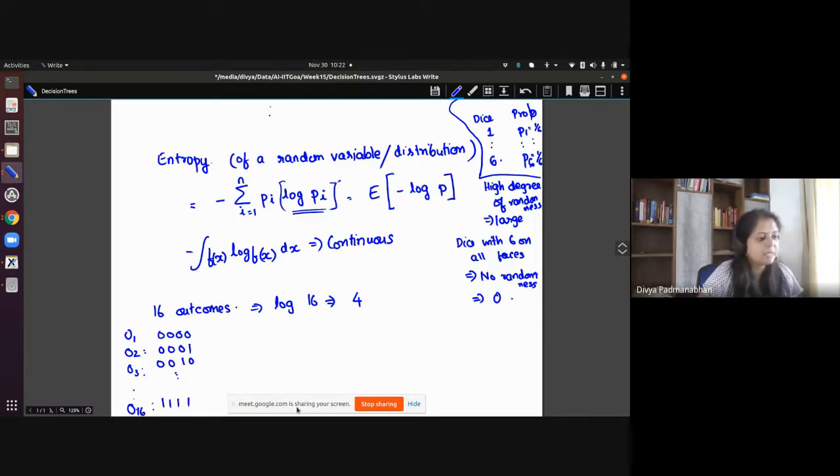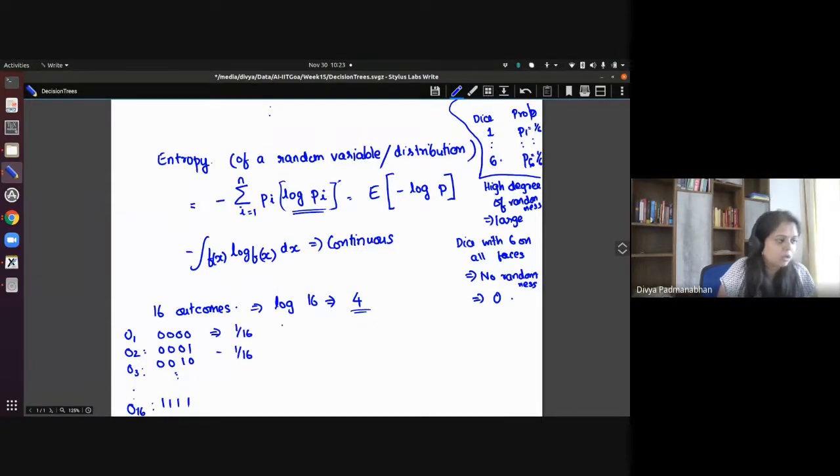But typically you don't need to send 4 bits; you could probably send something less. That's the notion of entropy: on average, how many bits do you need to send? If all these were equally likely, with a probability of 1 by 16 each, the log 16 is coming from this. All the pi's are 1 by 16, you take the log of that, and on average you would send the expected value of log 16, which is just 4 here.